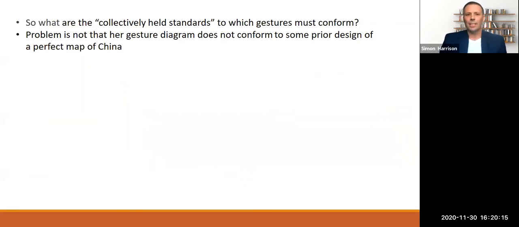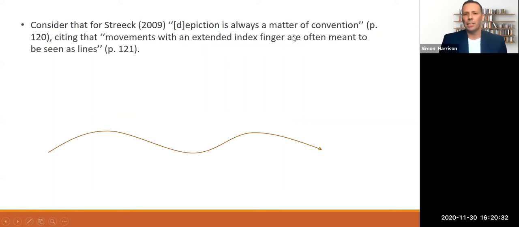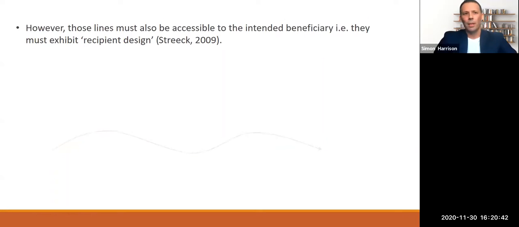So what are those collectively held standards to which gestures must conform? I want to be clear that the problem is not that her gesture diagram doesn't conform to some prior design of a perfect map of China, but we could here bring in a bit of work by Jürgen Streeck, who says that depiction is always a matter of convention, citing that movements with an extended finger are often meant to be seen as lines. So that would be one level.